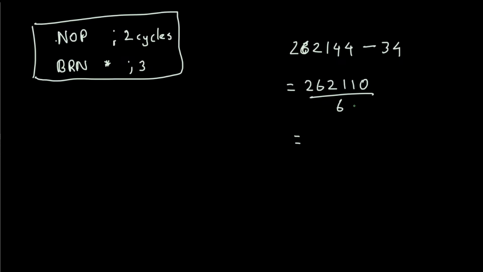Let's divide this by 6 and see if I am getting a whole number. So I use a calculator. 262,110 divided by 6. I'm getting a whole number right away, so I don't need any of these instructions, because this is not necessary at all. So 43,685, this is what I'm getting if I divide this.